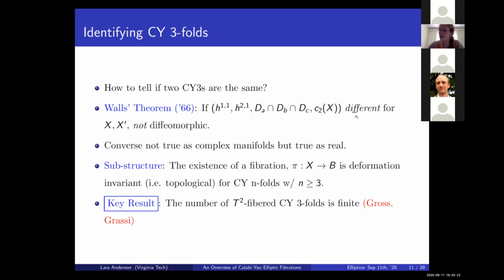All of these are integer quantities, so you compute this set of integers, and if it is different for two Calabi-Yaus, then he showed that these are not diffeomorphic as manifolds. The converse of this is also interesting. If I compile that list of integers and it is the same, then what Wall's theorem shows is that these manifolds could be the same as real manifolds, but not necessarily diffeomorphic as complex.